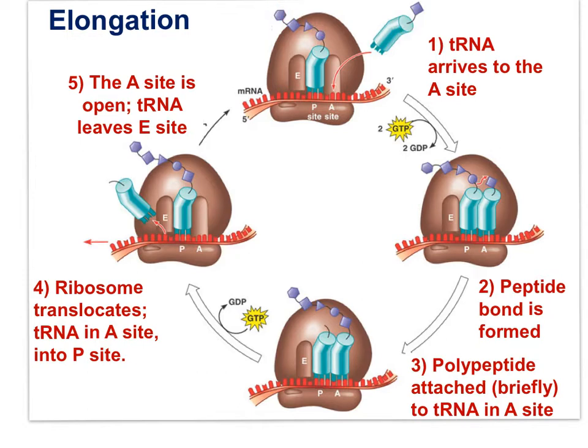A tRNA arrives to the open A site. A peptide bond is formed between the amino acids. The polypeptide formed is then attached very briefly to the tRNA in the A site, and then the ribosome translocates left to right in this example. Thus, the A site becomes open, ready for the next tRNA, and an empty tRNA exits the E site.